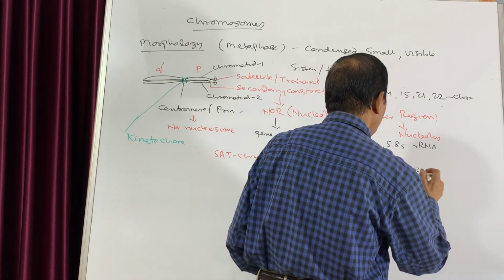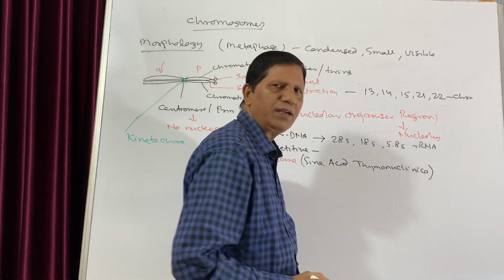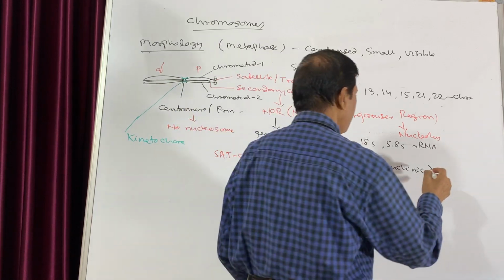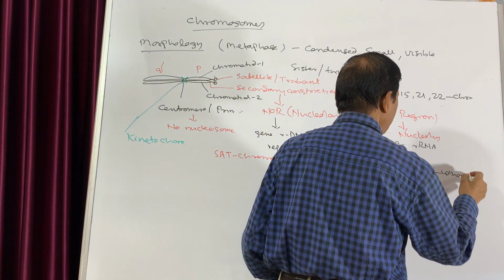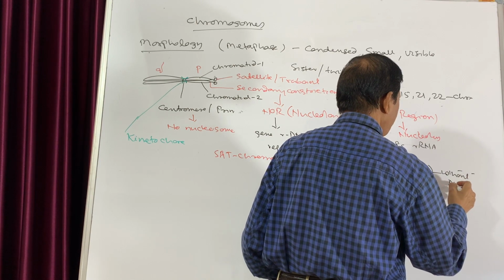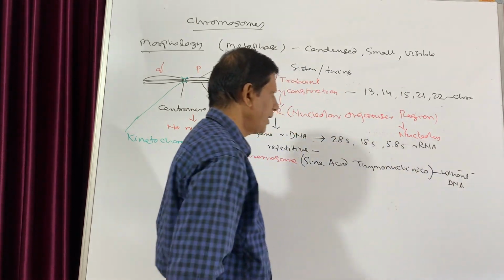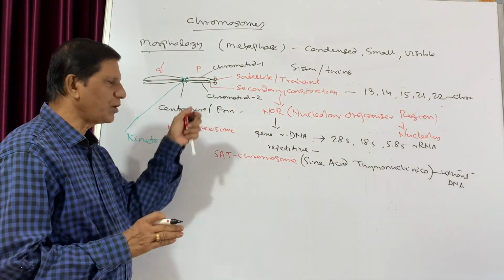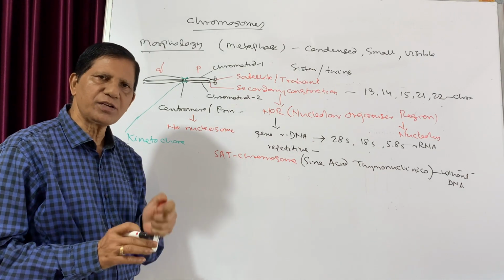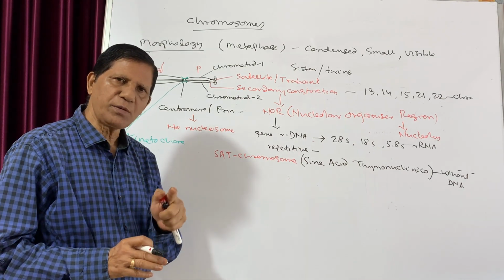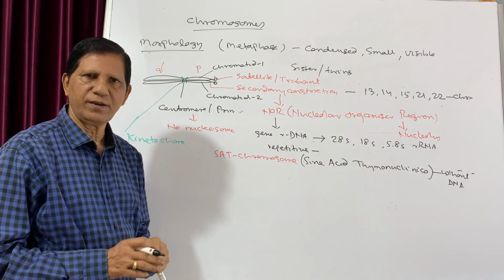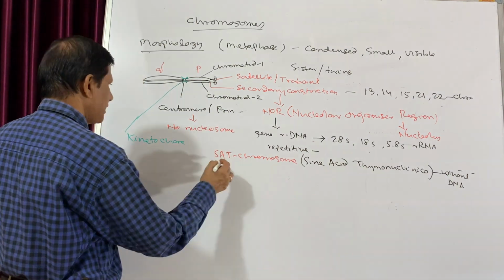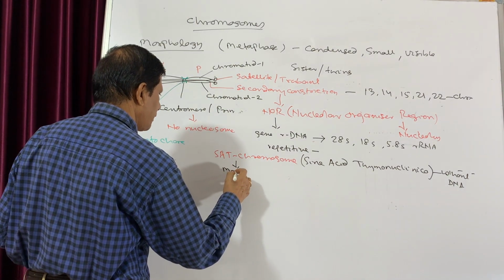Sine, acid, thymonucleinico. That means there is a region without any thymonucleic acid, that means without DNA, because thymonucleic acid is not present there. So this is the SAT chromosome, and SAT chromosomes are usually known as marker chromosomes, because in the chromosome in which it is present, it will always be present there. It is not changeable. That is why SAT chromosomes are also known as marker chromosomes.